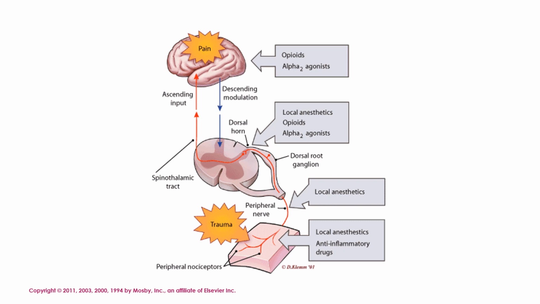At the level of the peripheral nerves, where transmission occurs, we have the local anesthetics. At the level of the spinal cord, we have the local anesthetics, the opioids, alpha-2 agonists, and at the level of the brain, where perception of the pain takes place, we have the opioids and the alpha-2 agonists. We have not mentioned here the NMDA receptor antagonist, which of course acts at the level of the spinal cord. Examples of this are our opioids and our ketamine.